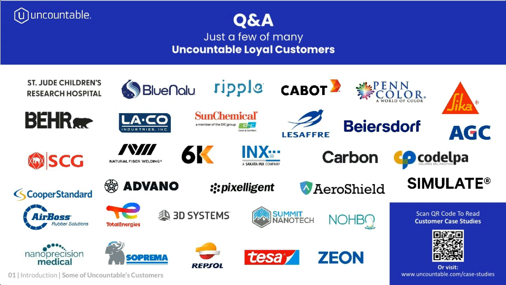We oftentimes will propose a 3 to 5 year plan to make sure that that's all possible, to make sure that we're effectively training everyone to use Uncountable, and that over time they're getting better and better data quality.